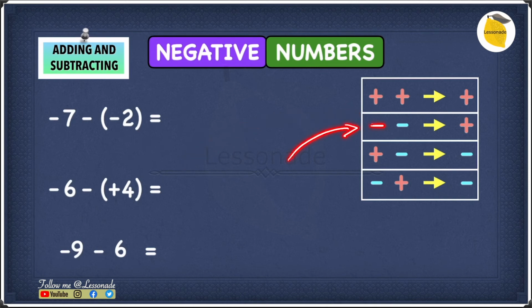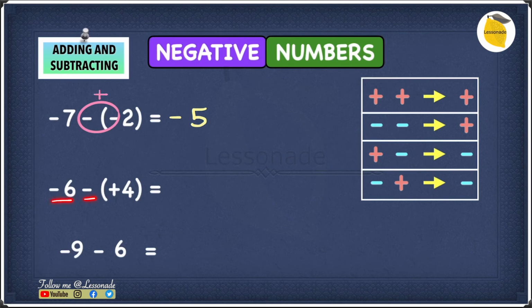So when you have two minus signs next to each other, you basically have to do addition. So that means we basically have to do minus 7 plus 2. Because we have two minus signs next to each other, we have one here and another one here. And because of that, we have to do addition. And minus 7 plus 2 will give us an answer of minus 5.